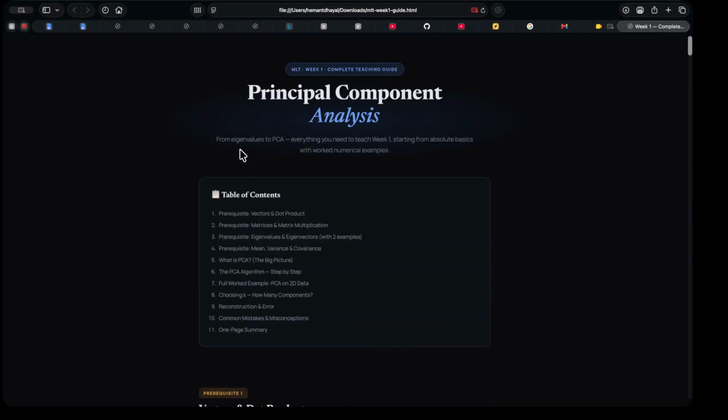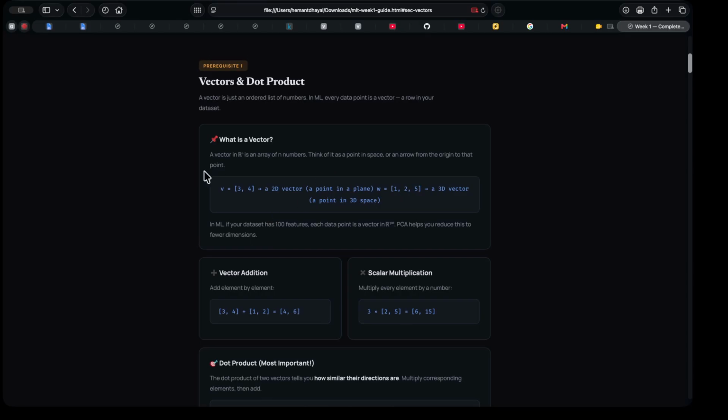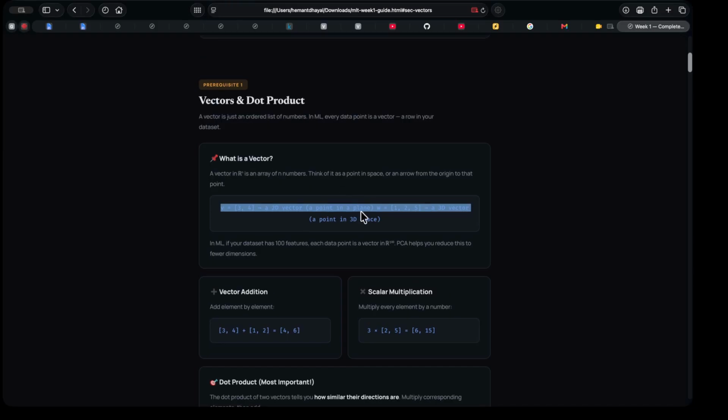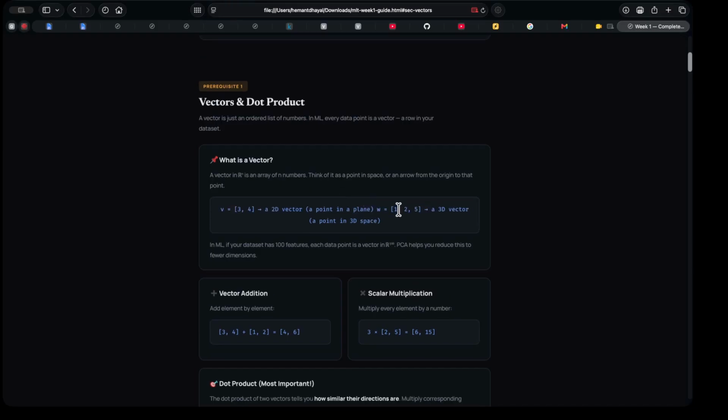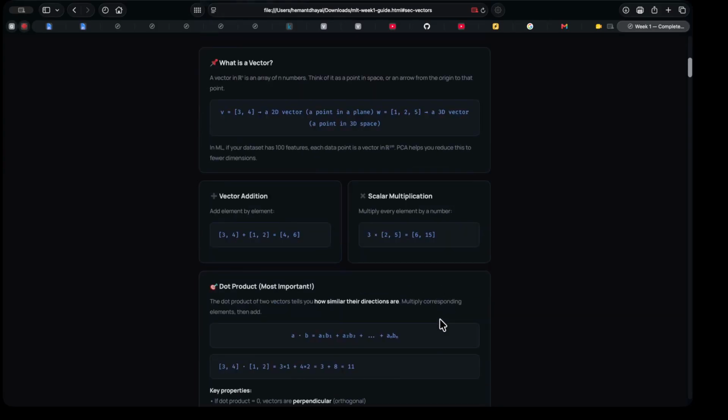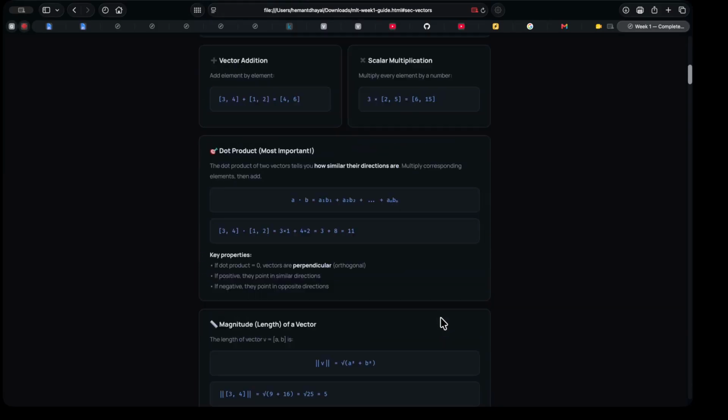So before starting PCA, principal component analysis, which you have already learned in machine learning foundations, because it lasts for 3 weeks, first we have to know what a vector is. It's already known to you. I am not going to tell that. Vector multiplication, vector addition, and scalar multiplication are very basic, so we are not going to do that.